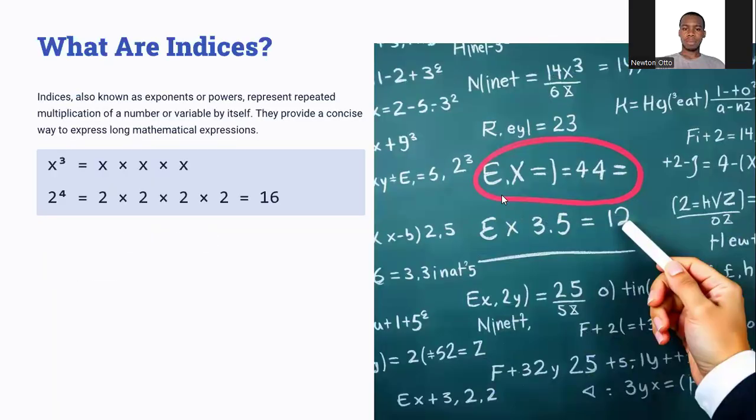Indices is the plural of index. An index just means the power. So in this place, we have x to the power 3. 3 is the index and x is the base. Here, 4 is the index and 2 is the base.